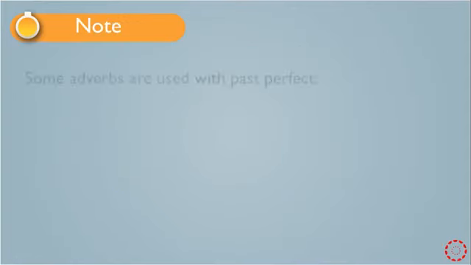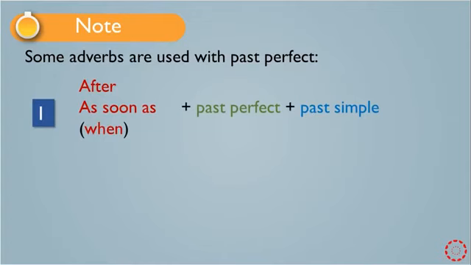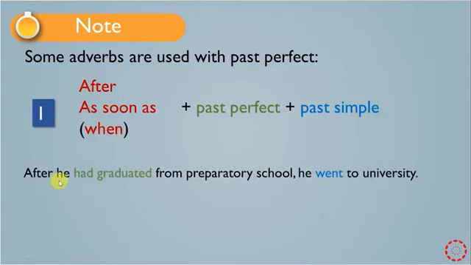Here we have a note. Some adverbs are used with the past perfect. The first group are after, as soon as, or also when. They are followed by past perfect, and then we have past simple. Look at this example. After he had graduated from preparatory school, he went to university.